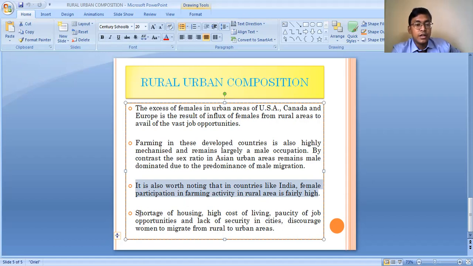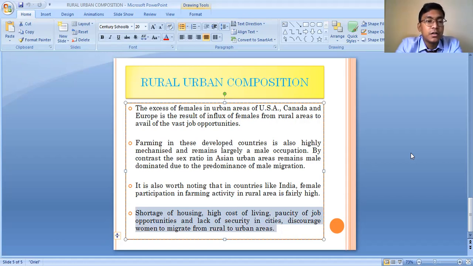Moreover, in the urban areas of Asian countries like India, Pakistan, and Nepal, the shortage of housing, high cost of living, paucity of job opportunities, and lack of security in the cities discourage women from migrating from the rural to the urban areas. Basically, the cost of living is very high in the urban areas, there are not many job opportunities, and there is even a lack of security. So this is why the females do not want to migrate from the rural area to the urban areas in the Asian countries.